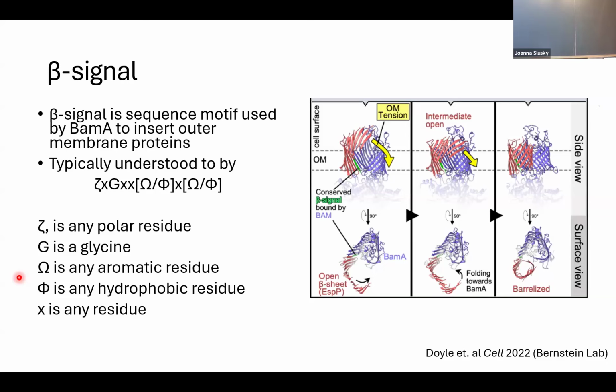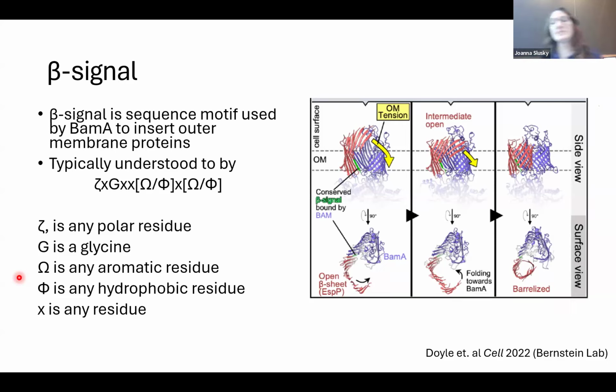So what you're seeing now, and I told you about this beta assembly machinery at the beginning, is the assembly protein that's pushing things into the membrane. That's in red. Sorry, no, that's in blue, and in red is the client protein. And these guys join together with the client protein's beta signal. So that's what you're seeing right there in green. That binds to BamA, and that helps it insert.